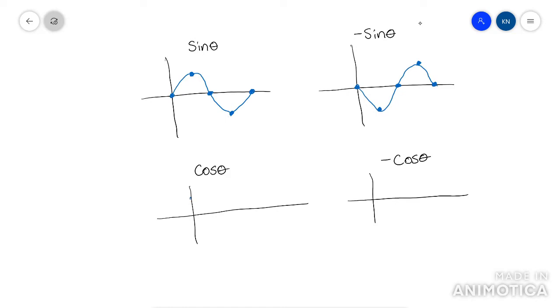Positive cosine starts high, goes midline, goes low, comes midline, and ends high like this. And negative cosine starts low, goes mid, goes high, goes mid, and goes low. So it would look like this. So keep that in mind when you're graphing all these.